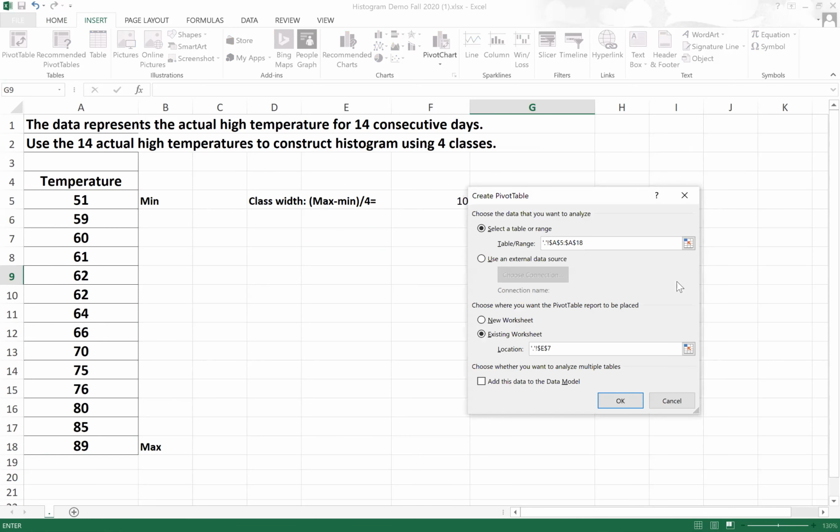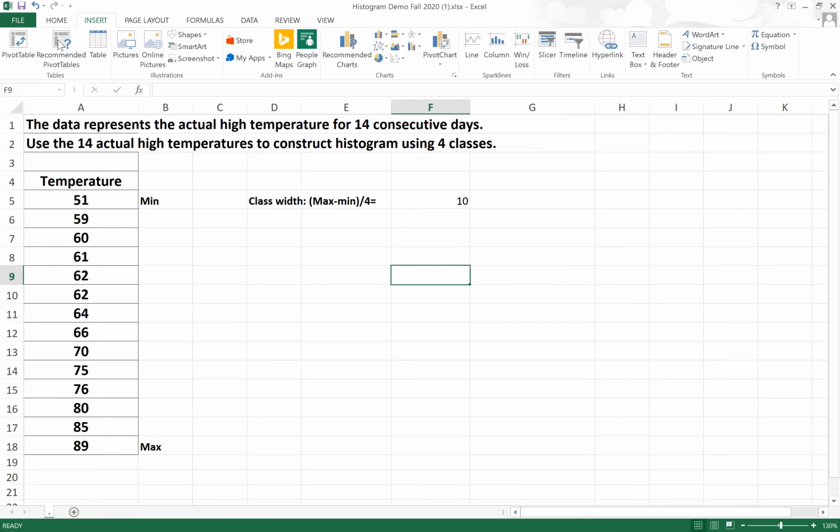Sorry, do you mind slowing down a notch? Sure, definitely. One more time, we go to insert and then click on pivot table. If you're using a Mac, it's slightly different, because this is from Windows. If you're using a Mac, it's definitely there. Just some of the settings are slightly different.